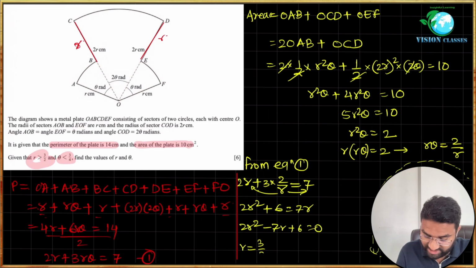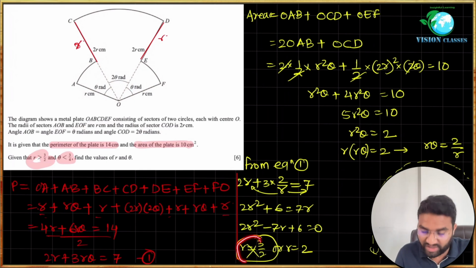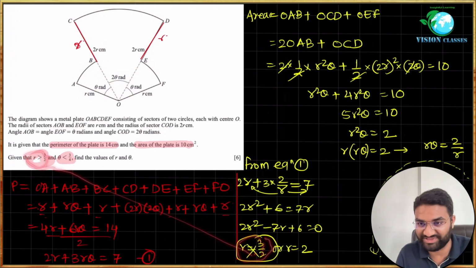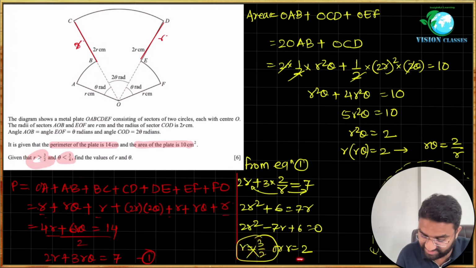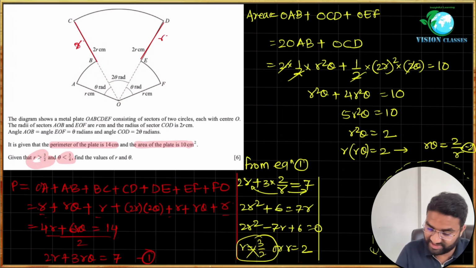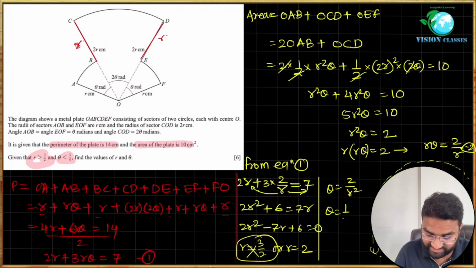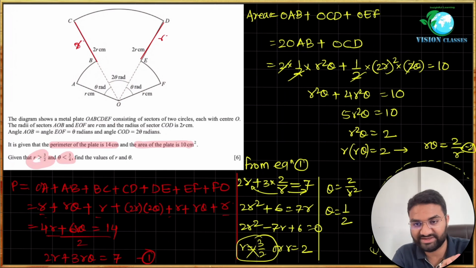So r is equal to 3 by 2 or r is equal to 2. This first one is not possible. Why? Because r is equal to 3 by 2, and the question gives that r is greater than 3 by 2. That's why it's not possible. Now substitute this r value in equation 2. θ is equal to 2 by r squared. So if you substitute r as 2, it's 2 by 2 squared, which is just 1 by 2. So we get θ as 1 by 2 radian.